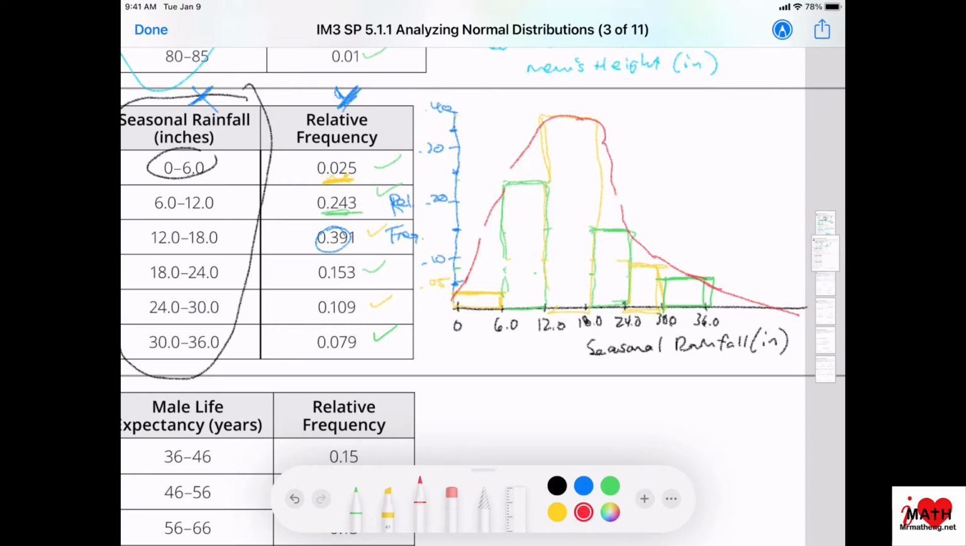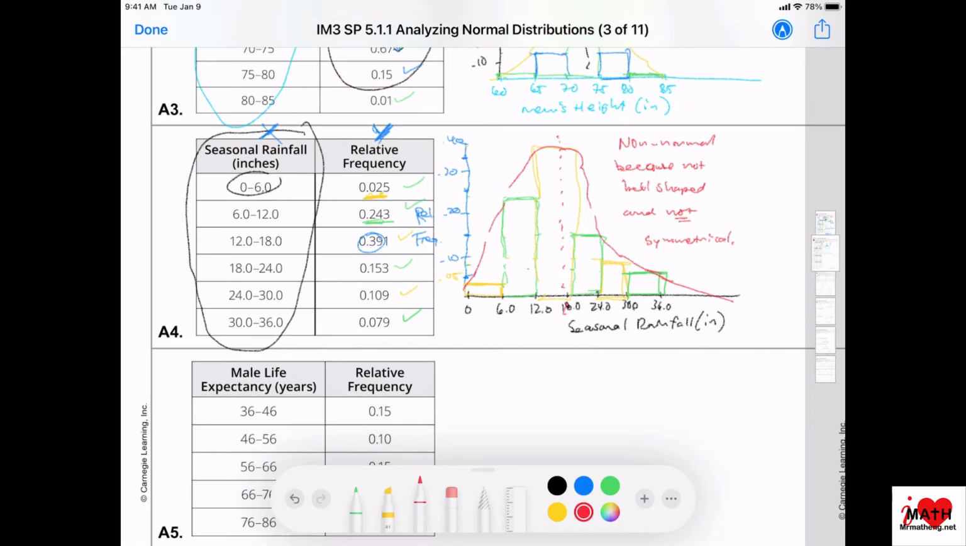And how about number 4? I would say this is non-normal. Because if you cut this in the middle, that does not look symmetrical, because it's not bell-shaped and not symmetrical to cut it in half. Okay, and that was A4.